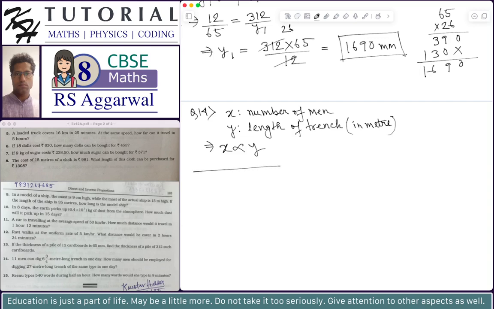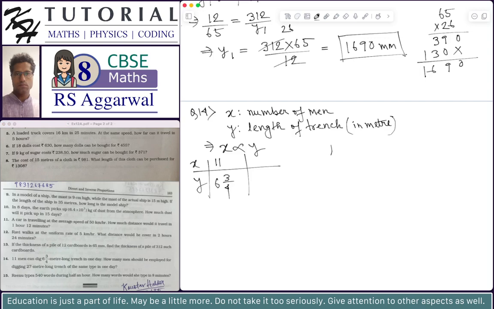Okay, so now let's quickly create a table. It is given that 11 men can dig a 6 and 3/4 meter long trench. So the value of X will be 11, and over here it is 6 and 3 by 4. Now it is asking how many men should be employed for digging a 27-meter long trench.